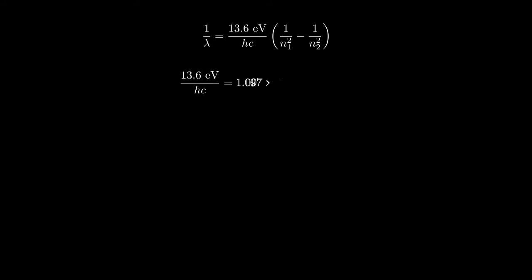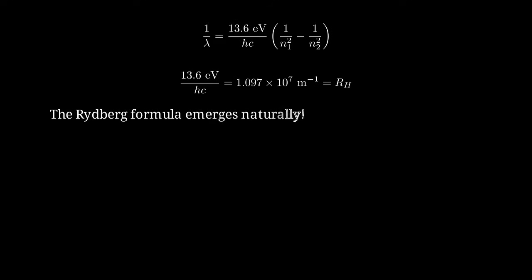When you calculate 13.6 electron volts divided by hc using the proper constants, you get 1.097 times 10 to the 7th inverse meters, which is exactly the Rydberg constant. The Rydberg formula emerges naturally from Bohr's atomic model. The empirical pattern we discovered has a physical explanation.